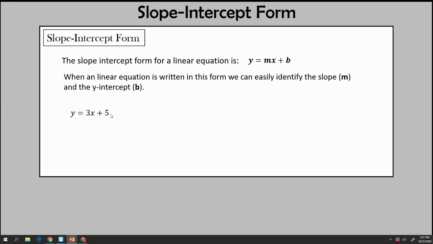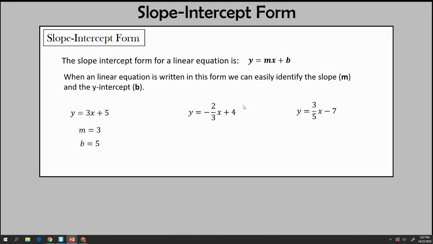So if I gave you y equals 3x plus 5, actually I'm going to give you three equations. Y equals 3x plus 5. Is this written in slope-intercept form? Yeah, it's solved for y, okay? What's the slope? Well, it's the number times x, it's 3. What's the y-intercept? Well, it's the number afterwards, plus 5. So the y-intercept is 5.